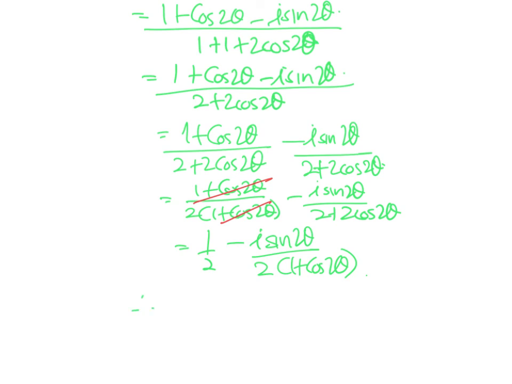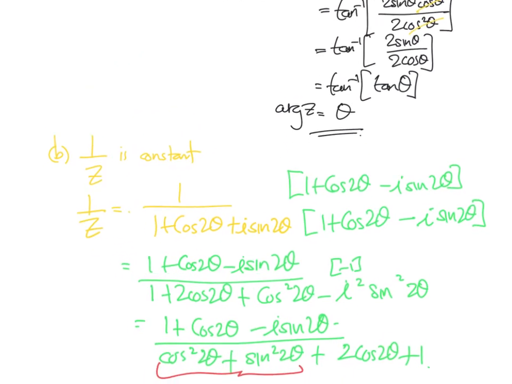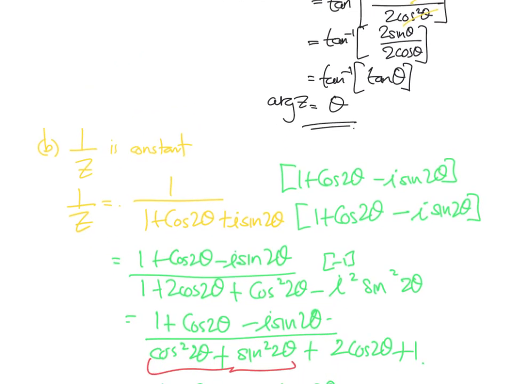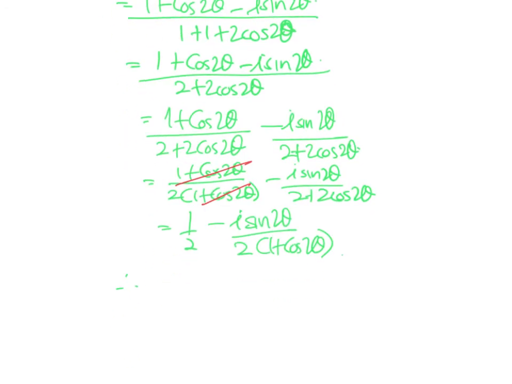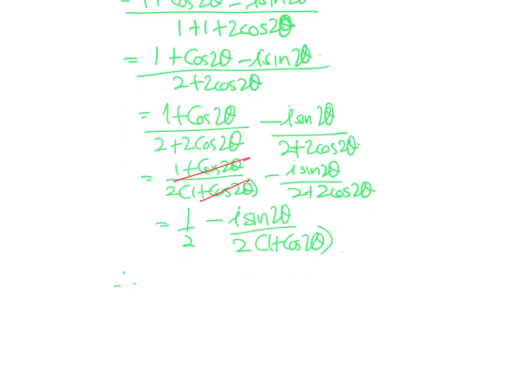So the question requires us to prove that the real part of 1 over z is constant. Yes, you can see that the real part of 1 over z equals 1 over 2, which is constant.